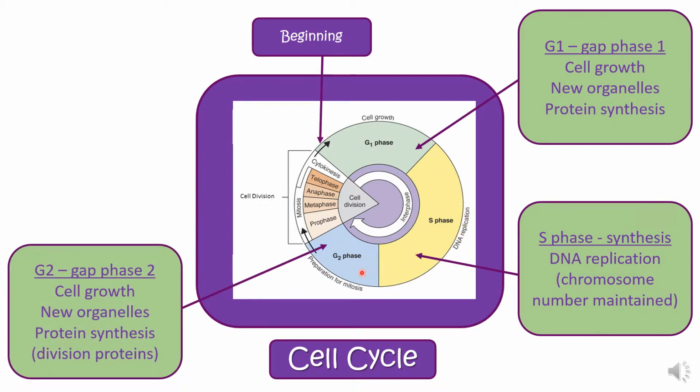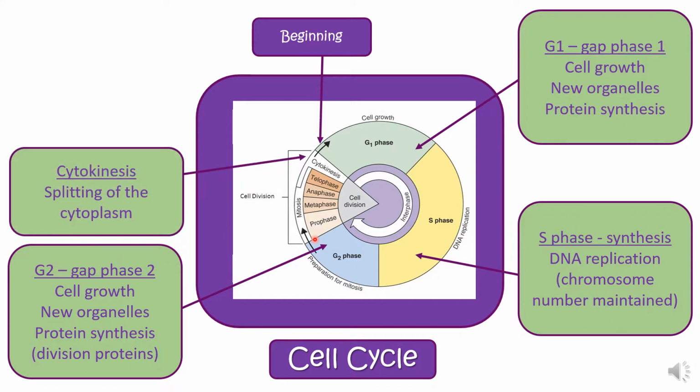We then move on to gap phase 2. This is very similar to gap phase 1. So we've got cell growth again. So the cell is now getting ready to divide. So this was the start of our cell's life cycle, and it's going to come to the end of the life cycle here. New organelles are made because this cell is preparing now to split into two. So therefore we want two cells, and both of those cells need to have an adequate number of organelles. And protein synthesis, particularly the synthesis of any proteins that are involved in the division process or the mitosis process.